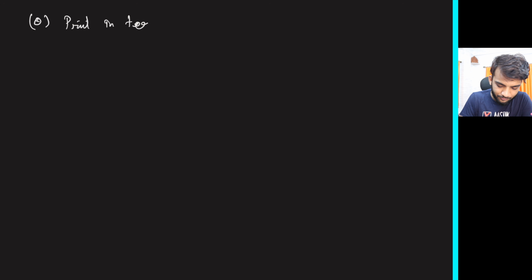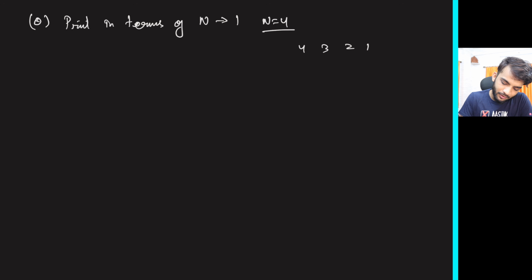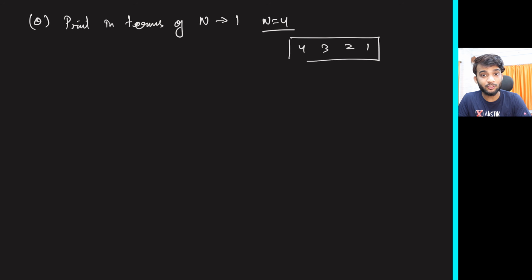Now it's time to think in the reverse order and do the next problem, which is to print in the opposite fashion. Print in terms of n to 1. So if I give you n equal to 4, you're going to print me 4, 3, 2, 1. Now, can you do this? I think you can. Yes, you can. It's very simple.